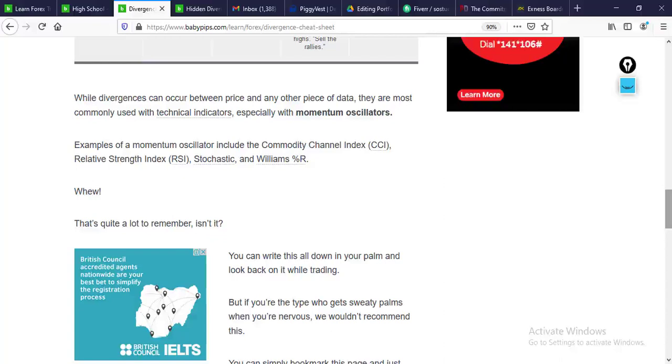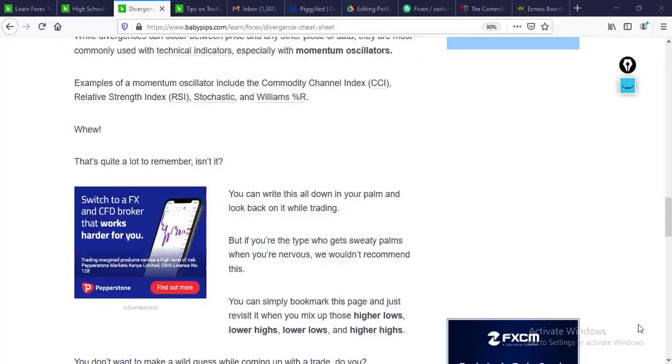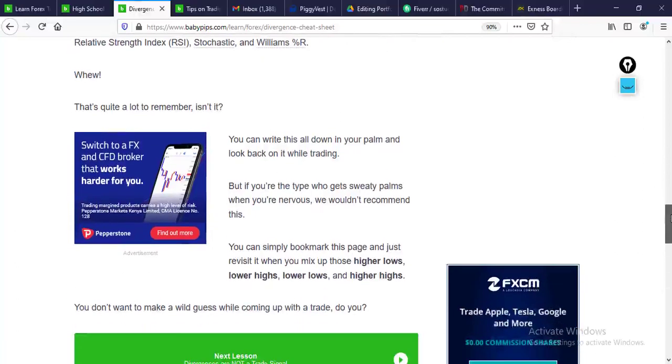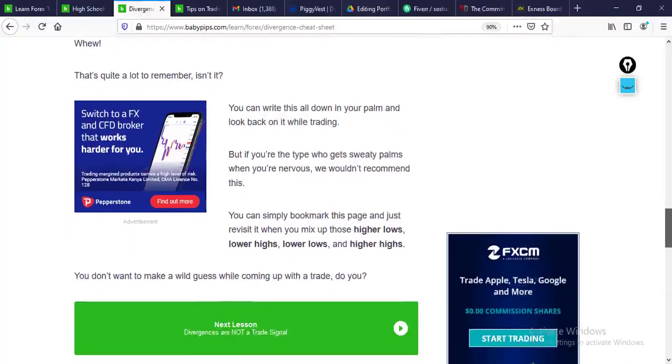They are most commonly used with technical indicators, especially momentum indicators like the oscillators, including the commodity channel index, CCI, relative strength index, RSI, stochastic, and the Williams percentage range. So you can try and remember all of this, but if you don't remember them, write them on your palm if you want to, and then you can go back and look at your palm to remember them. Anyway, I'm just being silly, but that's what they said.